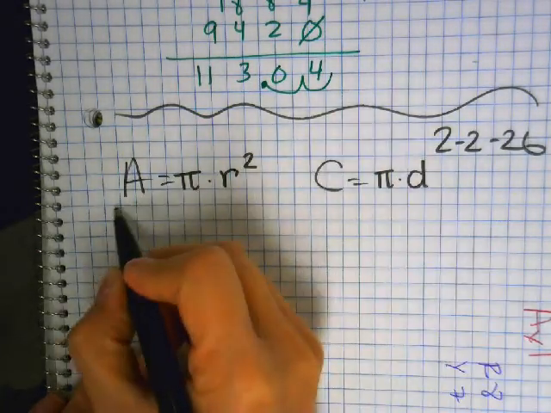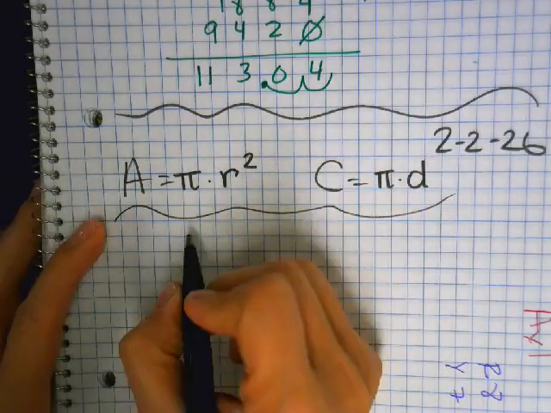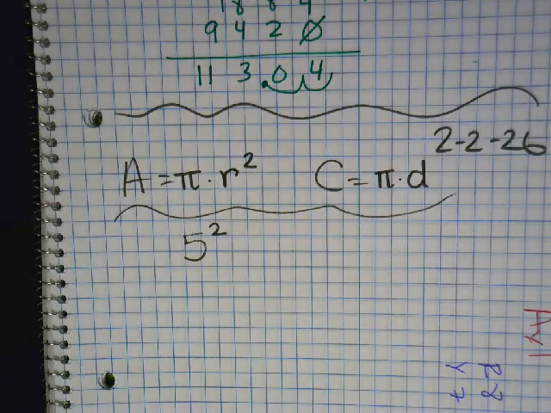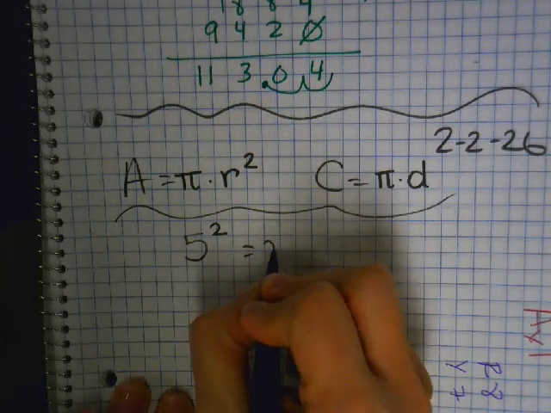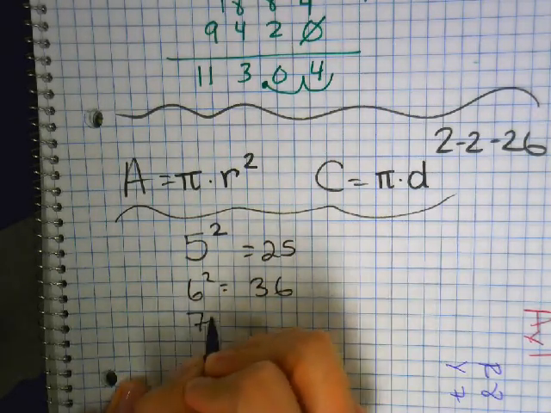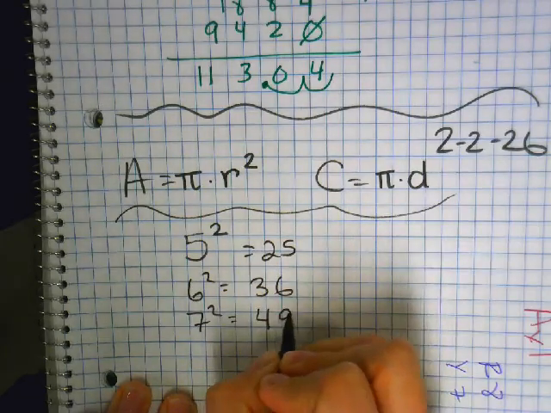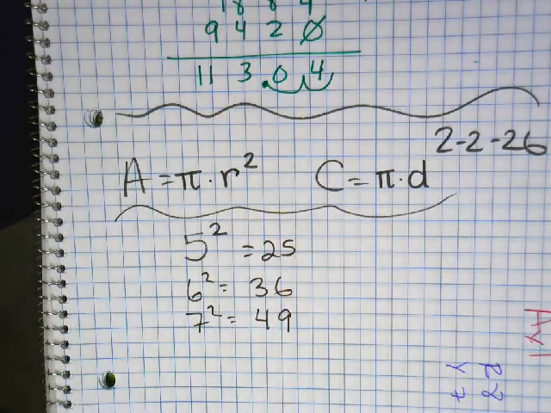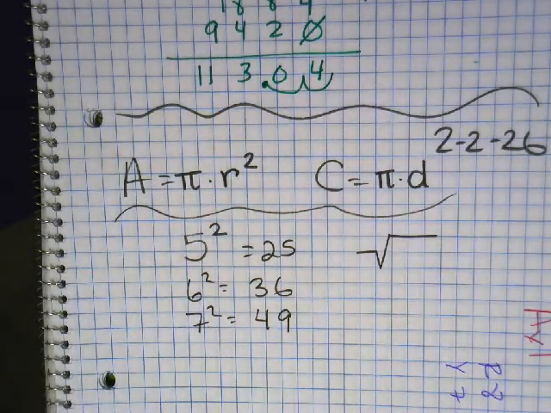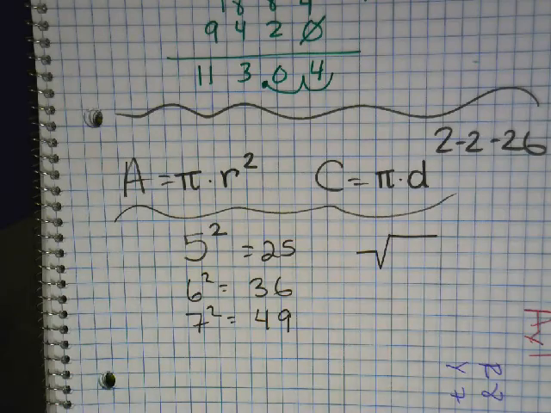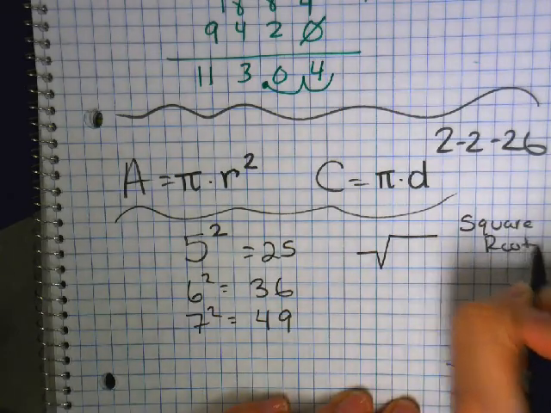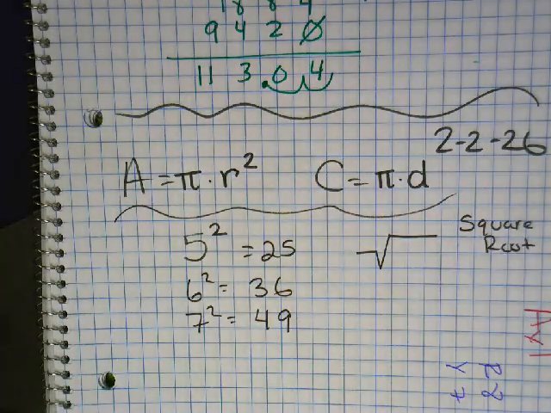Let me review with you. What is 5 squared? 25. Very good, Noah. What's 6 squared? 7 squared? 49. Yes, we good? Now, what do we call this symbol? Square root. It's called a square root.